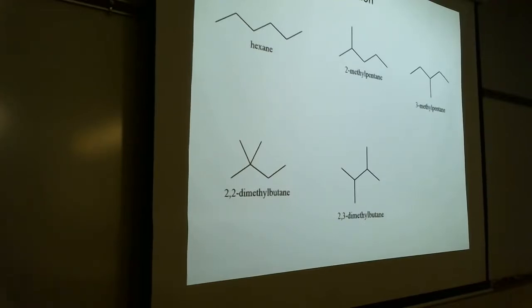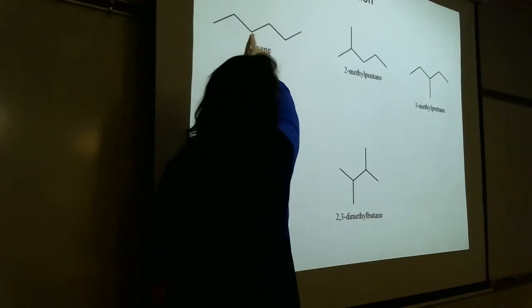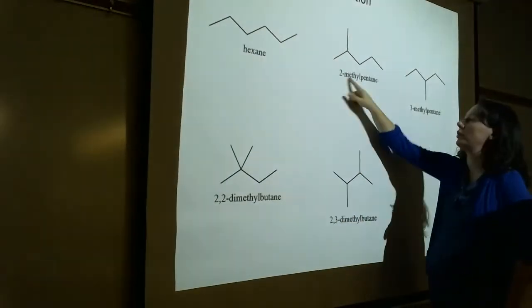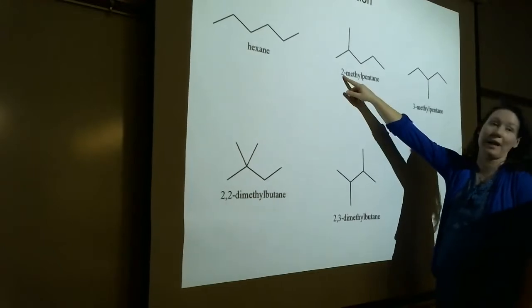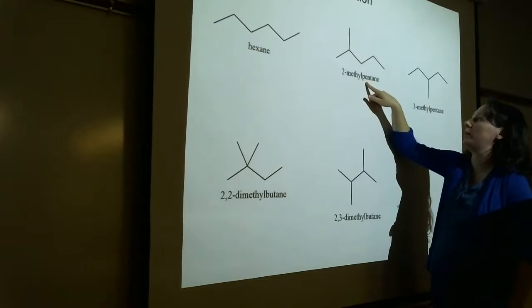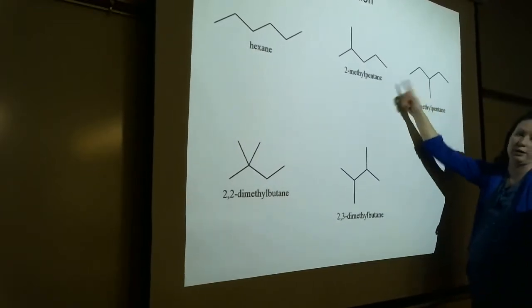Straight up hexane, right, that's linear. Then we take one of these methyl groups, swing it over here, we get 2-methylpentane, which you would need the 2, right, because you could have a methyl group on a pentane on carbon 2 or carbon 3. That 2 is absolutely necessary, because you could have a methyl group on carbon 2 in a pentane or carbon 3 in a pentane, and these would have unique properties.